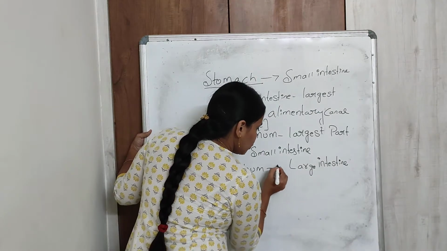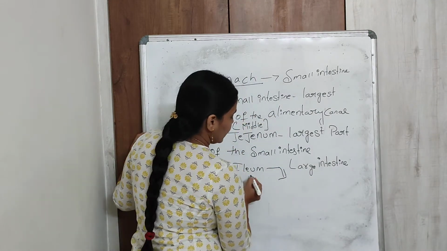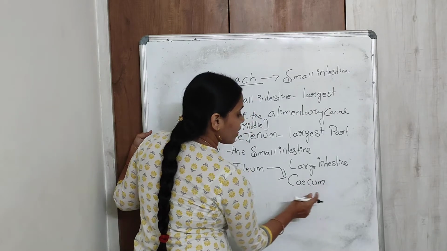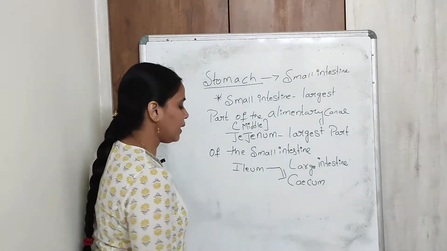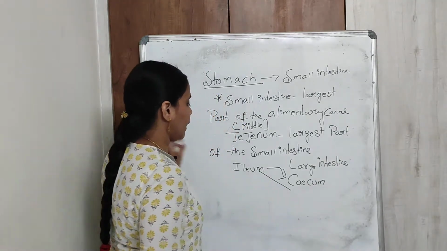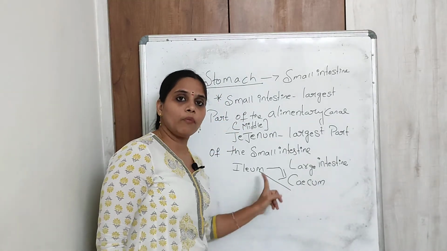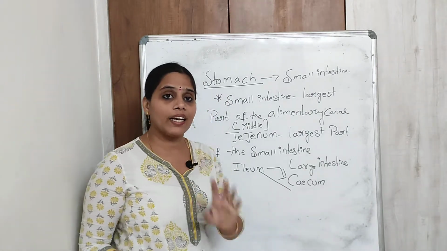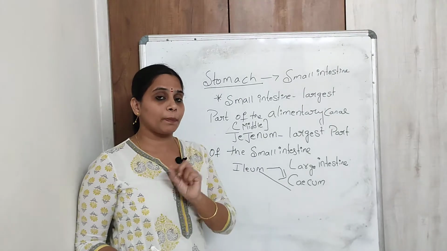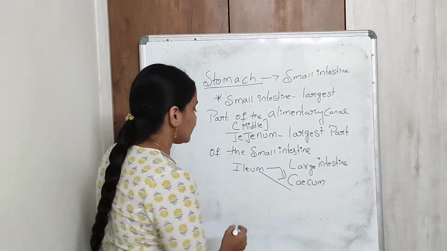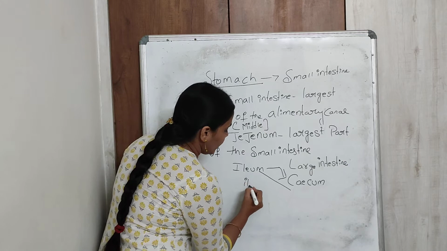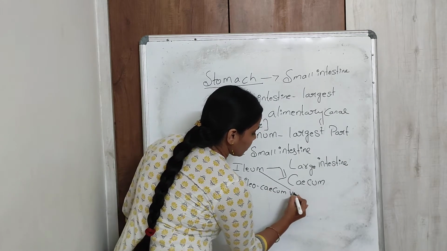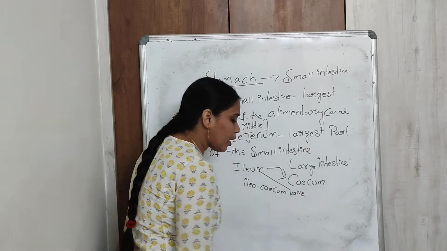See, here I am writing, the ileum opens into the cecum. It is the first part of the large intestine. This opening between the ileum and the cecum is guarded by a valve. It's not a sphincter, children, it's a valve. The valve is the ileocecal valve.